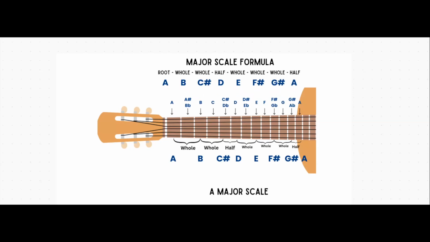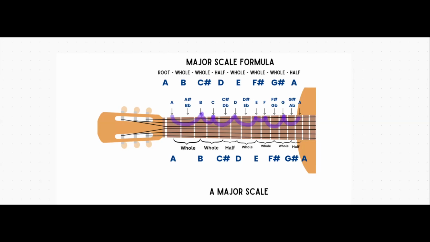Let's start from C. So C to D, whole. D to E, whole. E to F, half, right? C is nice because it has a lot of natural notes in it, not all those sharps and flats to mess with. Whole, whole, half, and then whole, whole, whole, half. So F to G, whole. G to A, which is this A here, whole. And then A to B, whole, and then half, B to C.